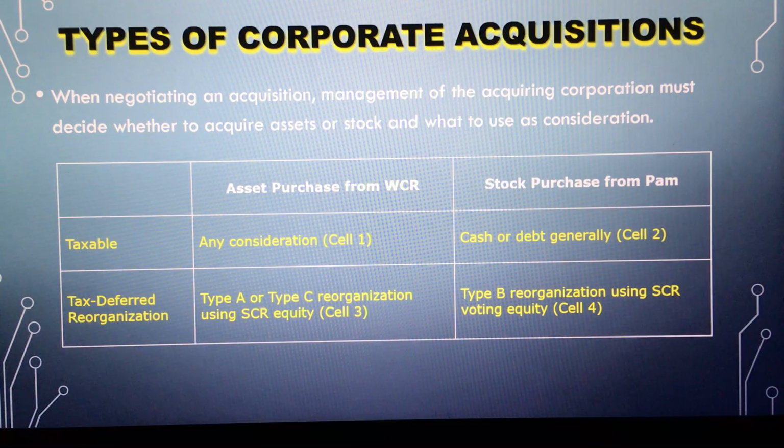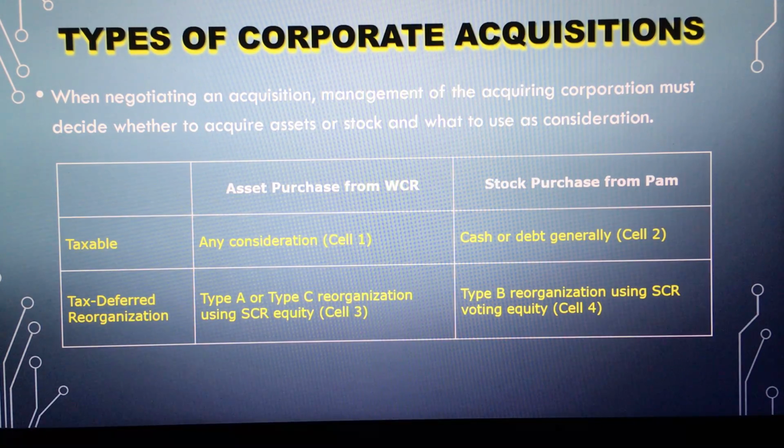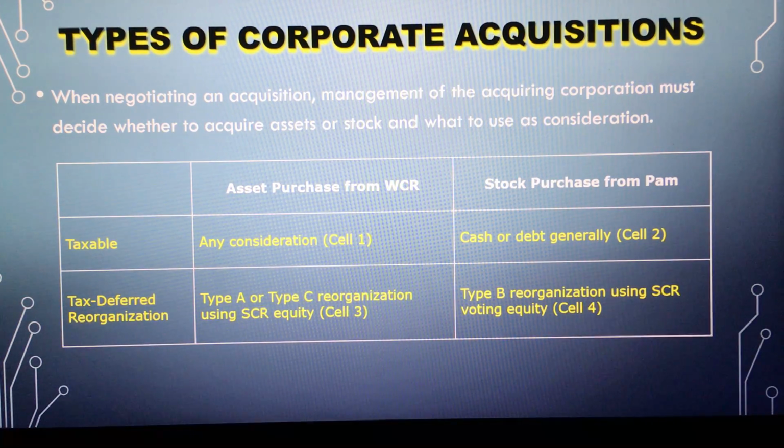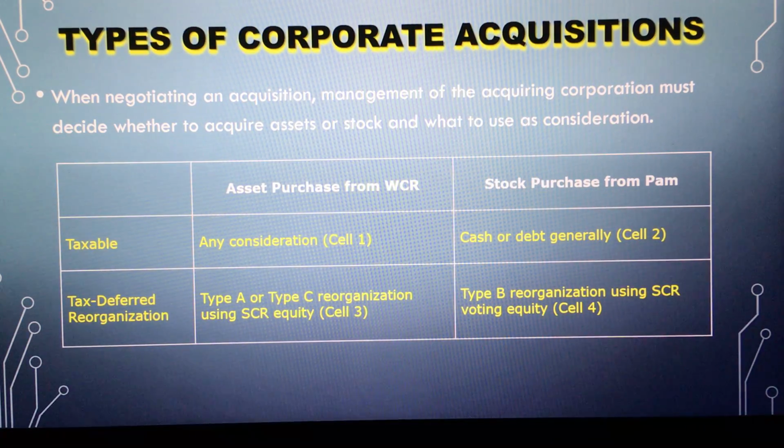Types of corporate acquisitions. When negotiating an acquisition, management of the acquiring corporation must decide whether to acquire assets or stock and what to use as consideration. As you can see, we have two types of corporate acquisitions, taxable and tax-deferred.